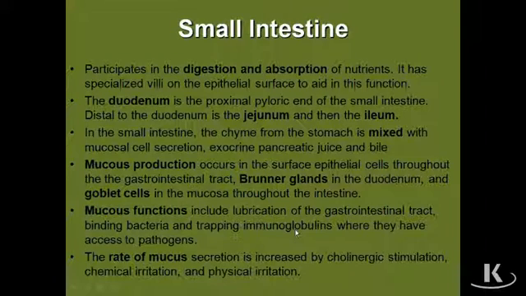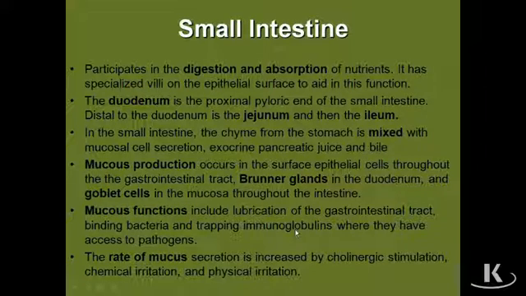Next, let's look by comparison at the small intestine. Certainly, it's involved in the process of digestion and absorption of nutrients, and obviously it has multiple specializations to increase its surface area to aid particularly in the absorptive function. The duodenum is the proximal part. It begins at the pyloric end of the stomach, and distal to that are the jejunum and ileum, and we've helped distinguish histologically the difference between those three regions.